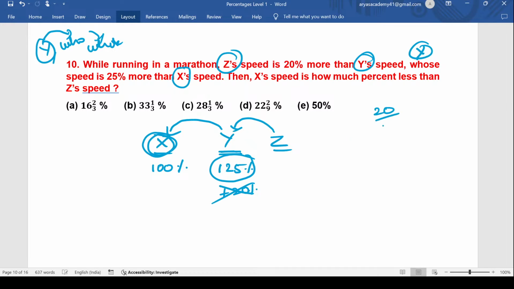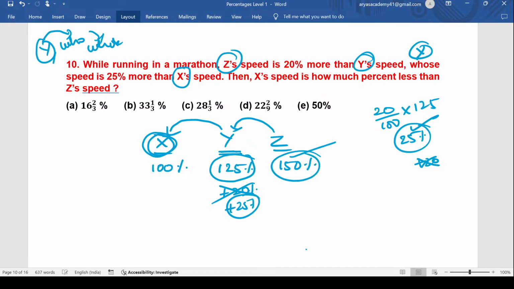Because you have to find out what actually is 20% upon 125. If you do that, you will come to know it is actually 25. So you should not add 20% to 125. You have to add actually 25 to 125. So 125 plus 25 is actually 150%. So now you came to know the speed of Z in terms of percentage is 150, while that of X is 100% and that of Y is 125%.